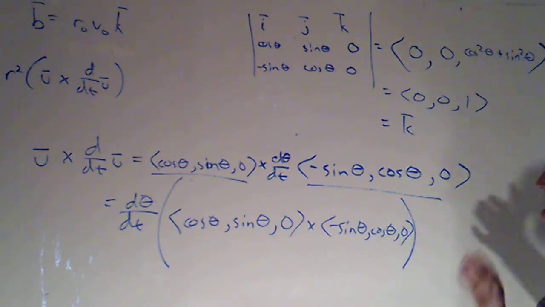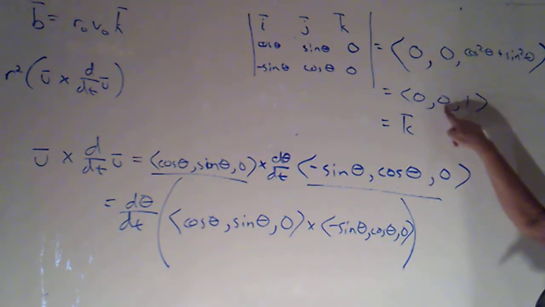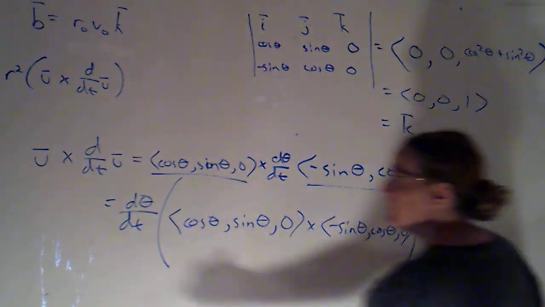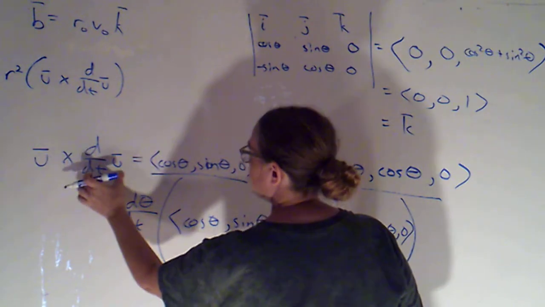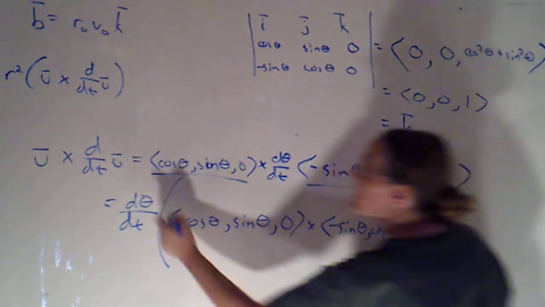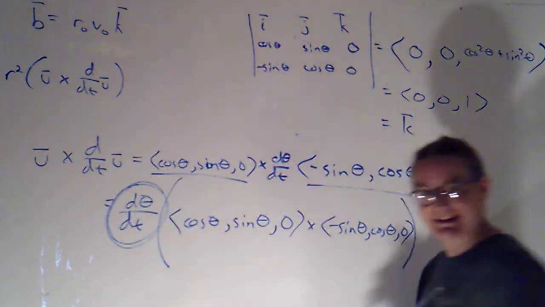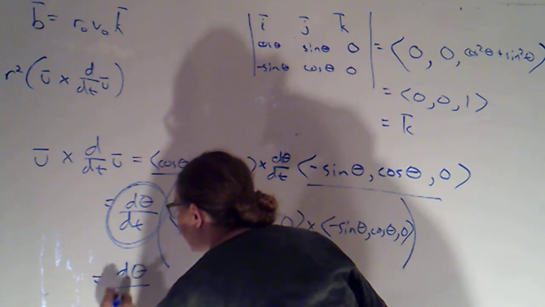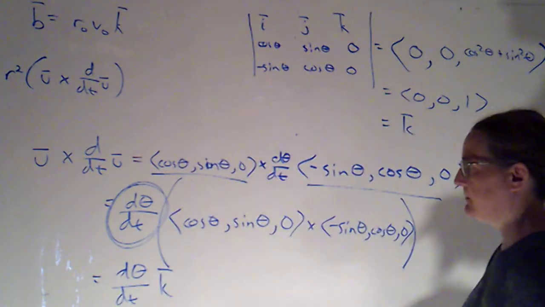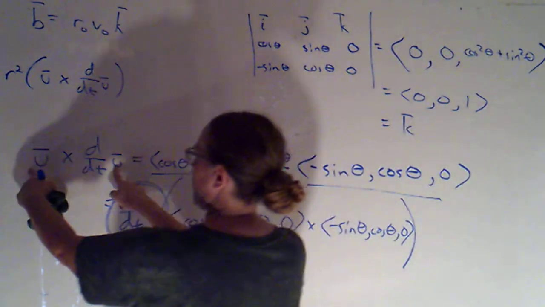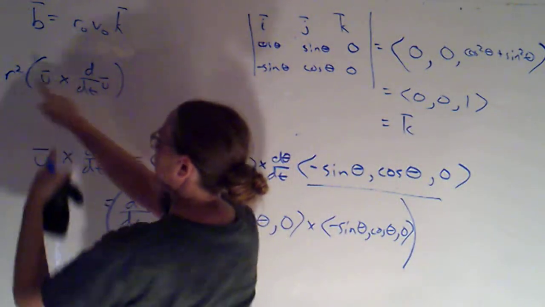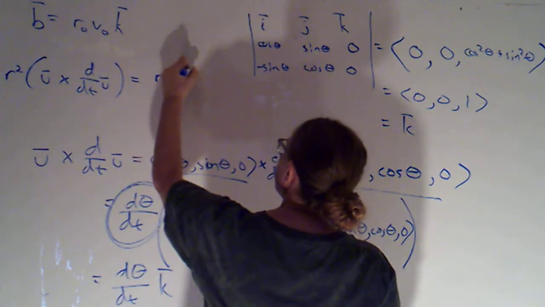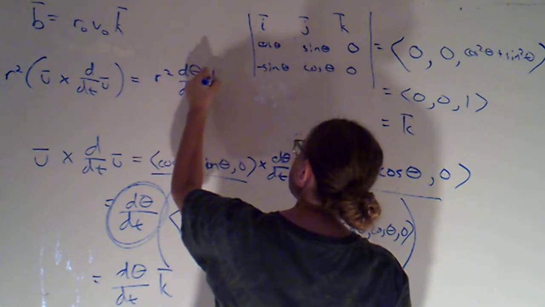u crossed with its derivative is just 0, 0, 1, or k. Very cool. So now, when I was calculating, I'm sorry, u crossed with its derivative is k times this. Don't want to forget I was scaling it by d theta by dt. Okay. So I'm going to get d theta by dt copies of k. Now let's see. That was this cross product. This cross product was the thing that we were multiplying by r squared. So now I can say this is going to be r squared times d theta by dt times k.